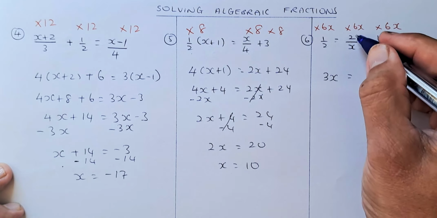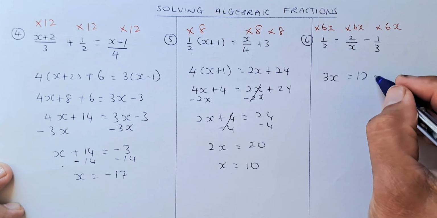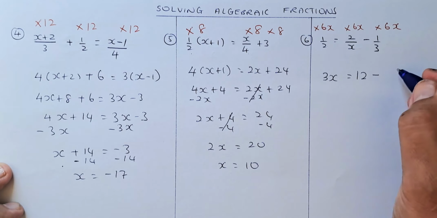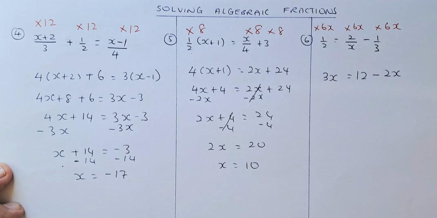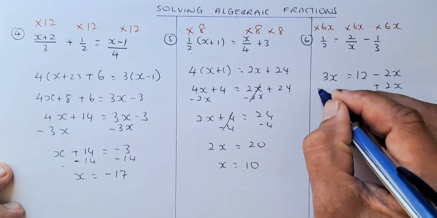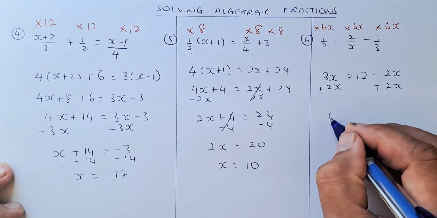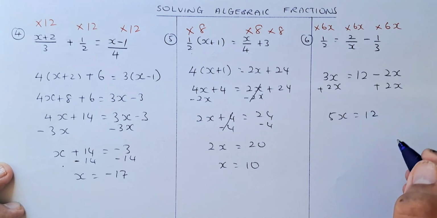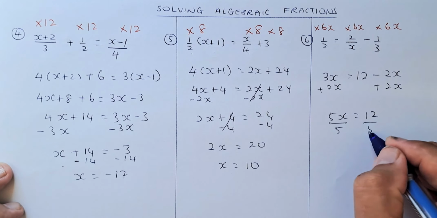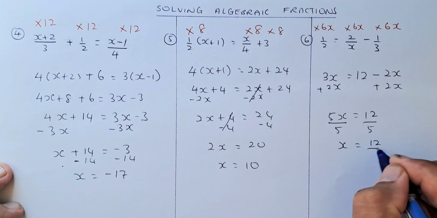So you cancel the x, 6 times 2 is going to be 12, minus 6x divided by 3 is going to be 2x, so minus 2x. Now it's very simple. You just need to plus 2x on both sides. So you get 5x = 12. And then the last step, you're going to divide by 5 and x = 12/5.